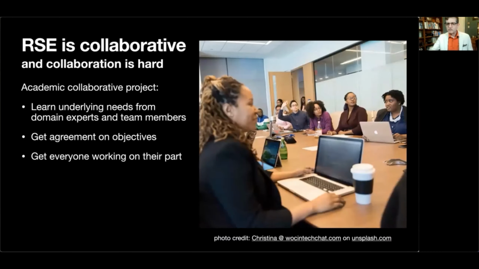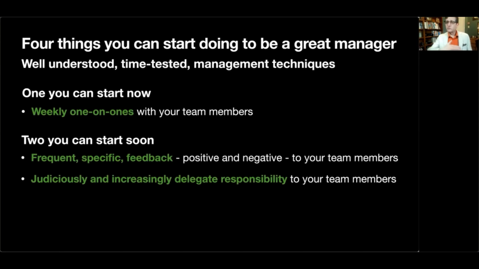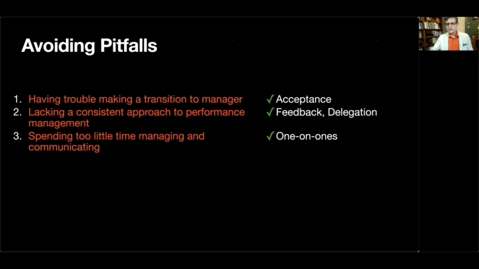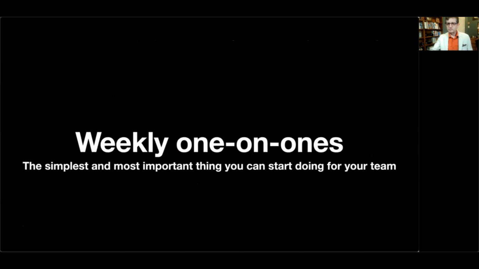So there's four things you can start doing to be well on the way to being a great manager. These are well understood, time-tested management techniques. There's one you can start now, which is having one-on-ones weekly with each of your team members. Two, you could start pretty soon, giving frequent specific feedback, positive and negative, to your team members, and judiciously and increasingly delegating responsibility. And one sort of ongoing, understanding that you're not a software developer yourself. These directly address the pitfalls Google kept seeing.